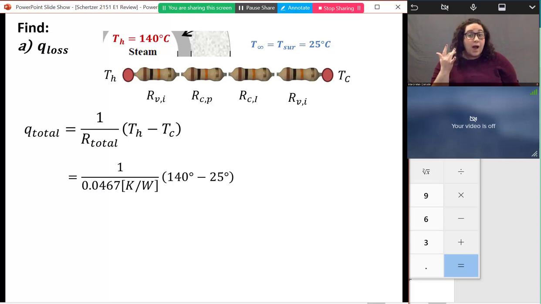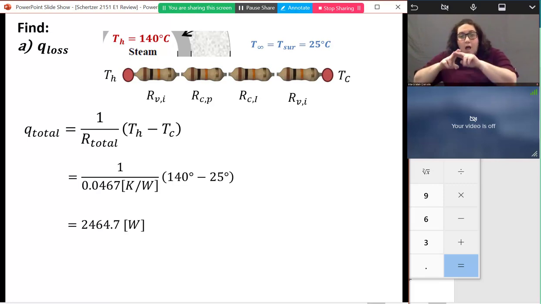And then I'm multiplying by a temperature difference in Celsius, but because the lines are the same distance apart, if my thermometer is in Celsius or Kelvin, it ends up being the same because it's a temperature difference. So those Kelvins are going to cancel out. I'm going to get something in watts. And in this case, I get 2,465 watts. Or if you wanted to put 2.46 kilowatts, that would be okay too.